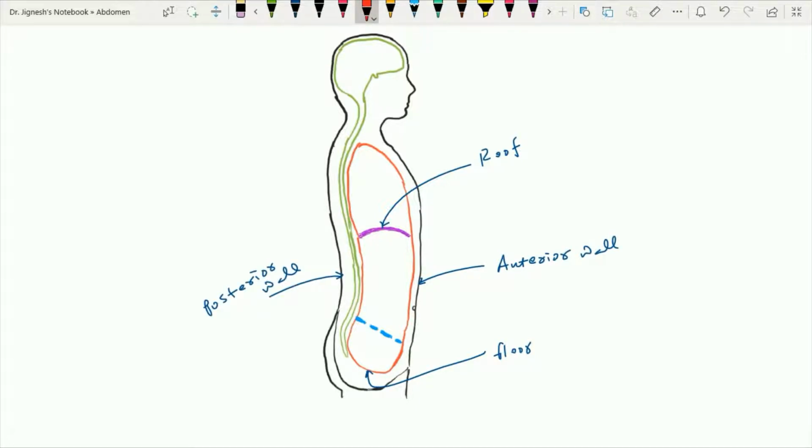The roof is formed by the diaphragm muscle, and this diaphragm muscle moves with the respiration, and that leads to the continuous increase and decrease of the intra-abdominal as well as the intrathoracic pressure. The floor is formed by two diaphragms, the pelvic diaphragm, which is formed by levator ani as well as the coccygeus muscle, which covers the whole pelvic cavity, while in the anterior part it is also supported by the urogenital diaphragm.